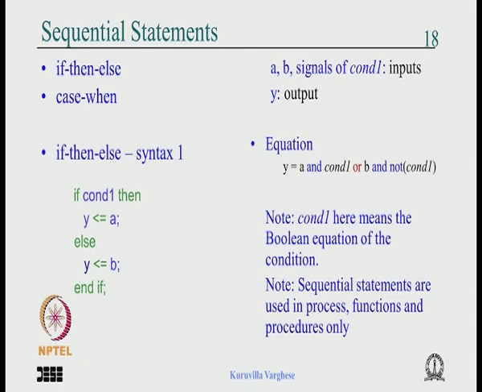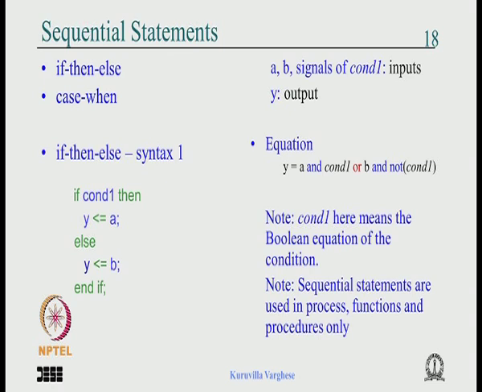So this one is exactly similar to when else, but mind you, the sequential statement can be used only in sequential bodies like process, functions and procedures. You cannot write if or case directly in the architecture statement region of the VHDL code. That is not possible. So you should always use sequential statements in process, functions and procedures.